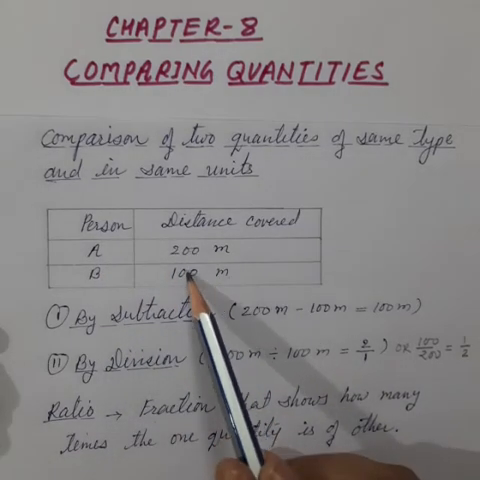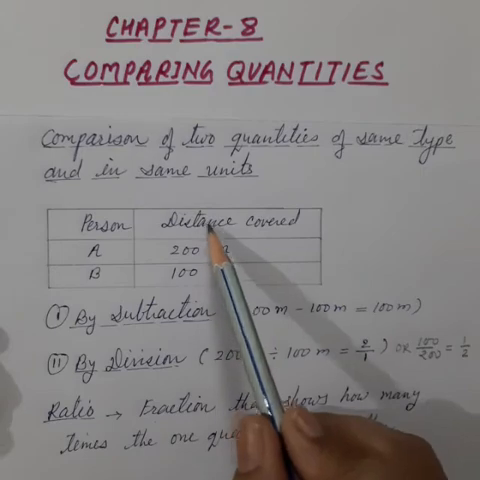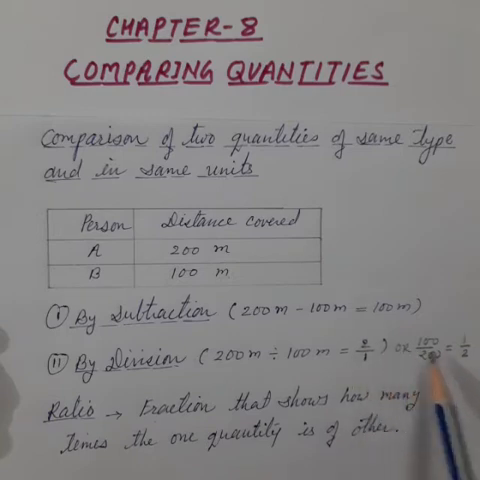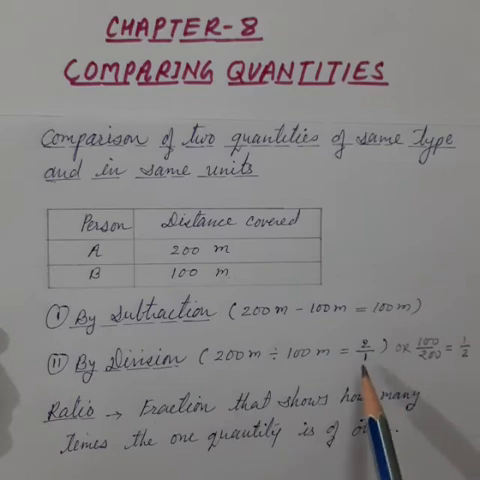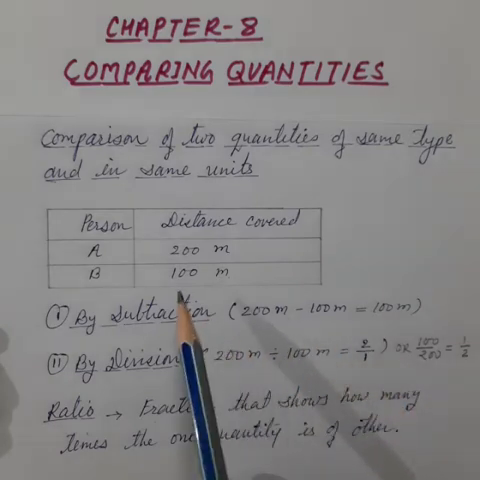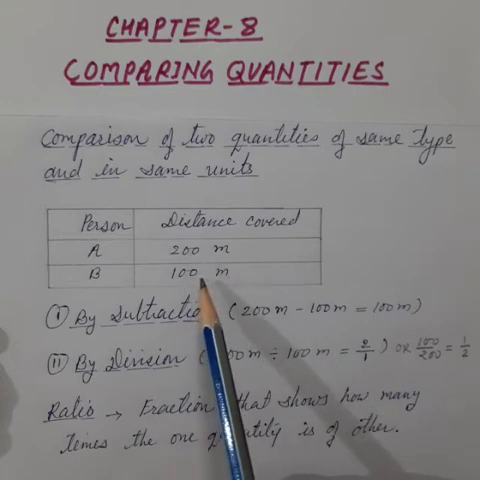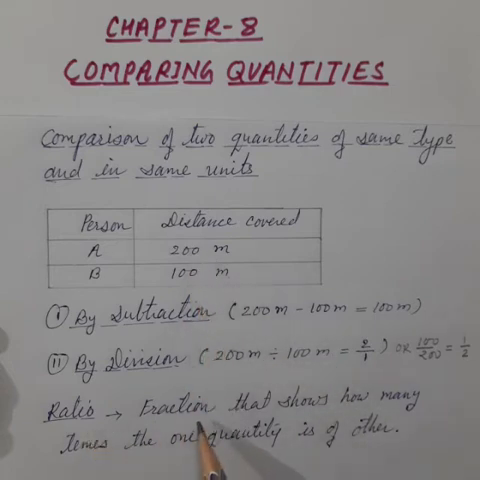Comparison of two quantities of the same type and in the same unit by division is ratio. Here 2 by 1 or 1 by 2, they are fractions. And these fractions show how many times the first quantity is of the other. So the ratio is a fraction that shows how many times one quantity is of the other.